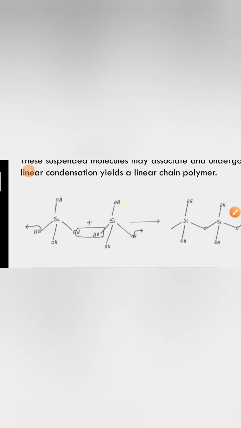Second step is condensation. In condensation, a linear chain polymer is formed. These suspended molecules may associate and undergo linear condensation, yielding a linear chain polymer. Silanol is reacted with silanol, then water is removed. Here H2O is formed, H plus OH forms H2O. H2O is removed, then this chain is formed.